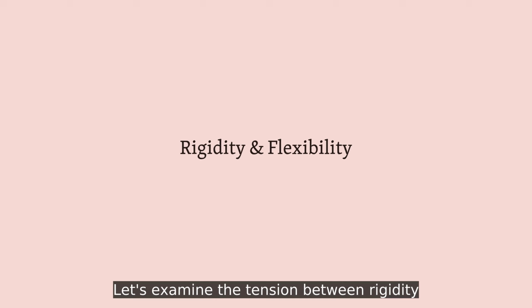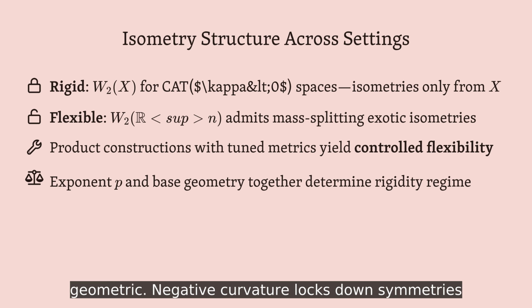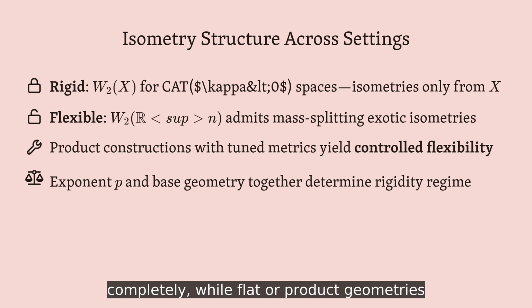Let's examine the tension between rigidity and flexibility in isometry groups. The structure of isometries is deeply geometric. Negative curvature locks down symmetries completely, while flat or product geometries with carefully chosen metrics unlock mass-splitting phenomena where single points can be transformed into genuine mixtures, revealing a rich landscape of intermediate behaviors.